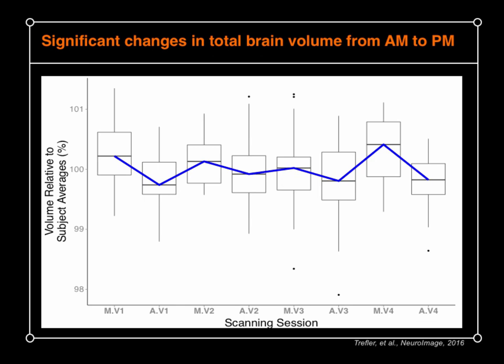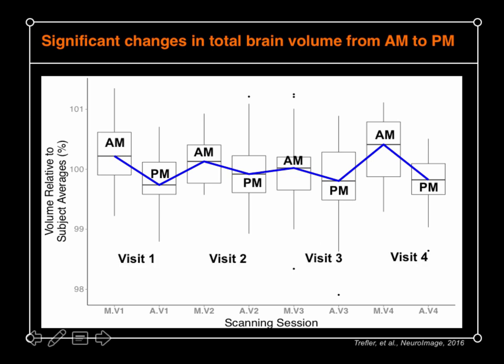When we looked at the total brain volume, taking the T1 weighted images and running them through the FreeSurfer pipeline, one of the postdocs looked at how stable total brain volume is. And what he found was that there's a fluctuation in the total brain volume from AM to PM. So in each of the visits, AM to PM, you have a sawtooth pattern.